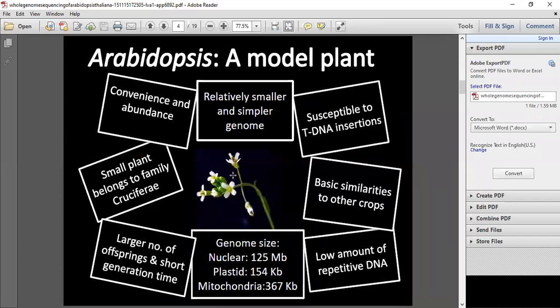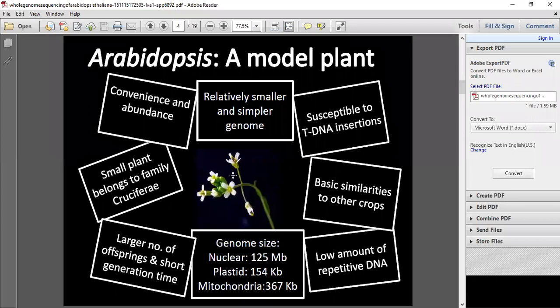But why did they choose Arabidopsis? Because it is a model plant. But why is it a model plant? It has convenience and abundance. Abundance means it is easily available. It also has a relatively smaller and simpler genome as compared to other organisms. So that's why they chose Arabidopsis as a model plant to study genomics.